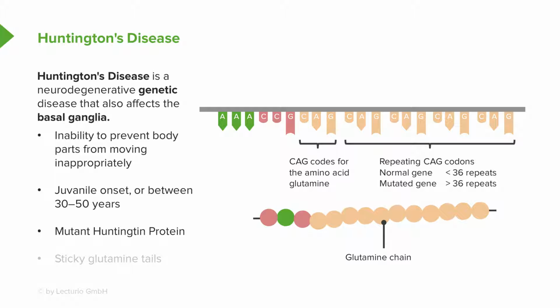And glutamines have pretty sticky tails on them. And so the more glutamines you get in the sequence, the more the tails stick together and the more the protein will clump. And that tends to result in Huntington's disease. So we call this mutant protein mutant Huntington's protein, or Huntington.